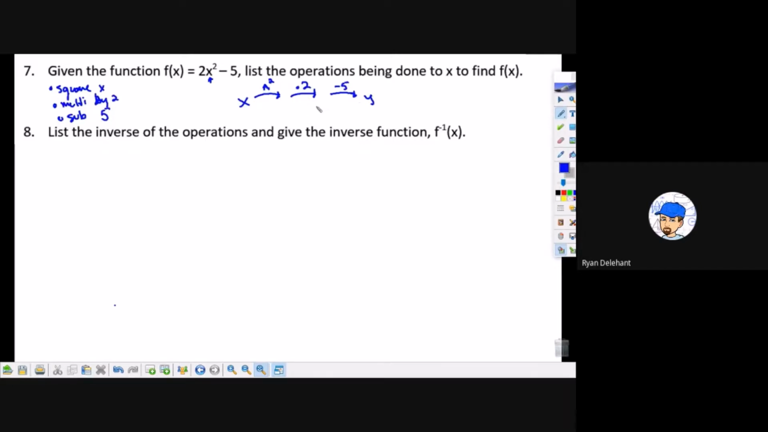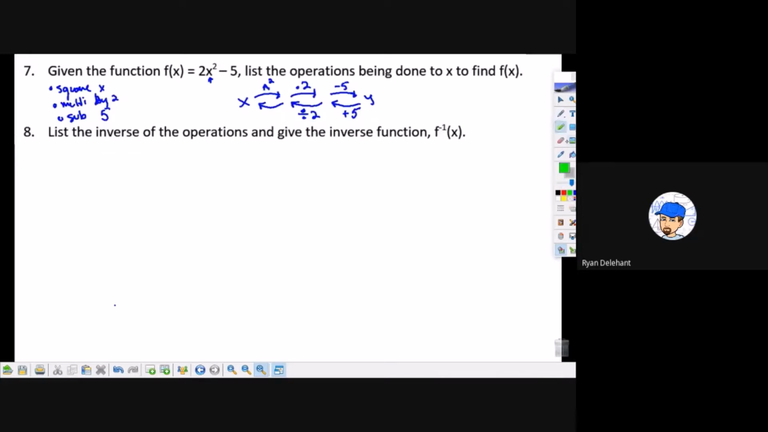I like this because I think it's a little bit shorter and it helps me with the inverse. I want to start here and work the opposite way because I want to find the inverse. That's what the second part of this says: list the operations and give the inverse. So how do I undo a -5? Well, I add, because it's subtract, and I'm going to add the same number. How do I undo this multiplication? I'm going to divide, and it's by the same number.